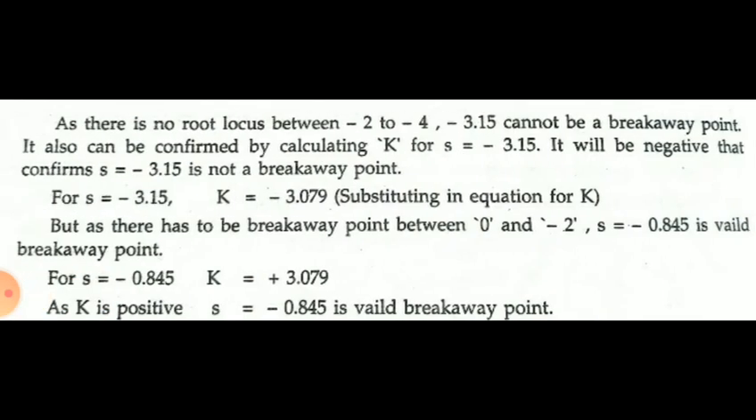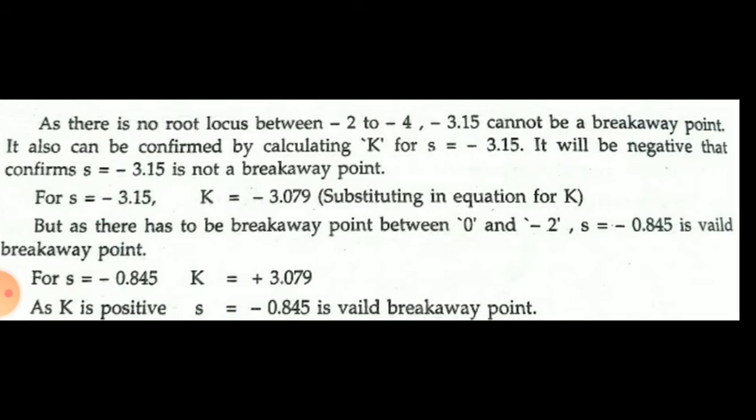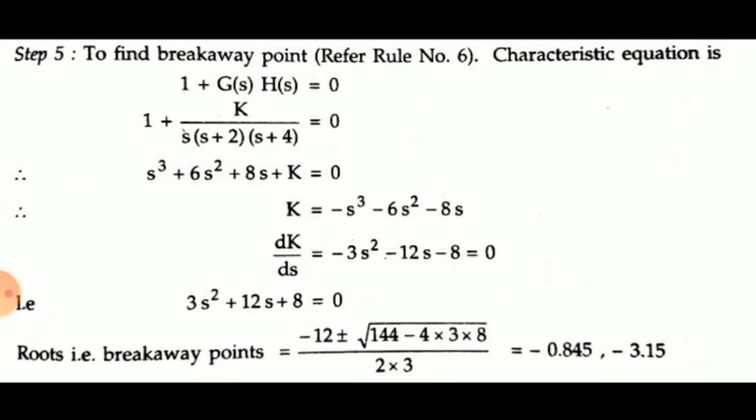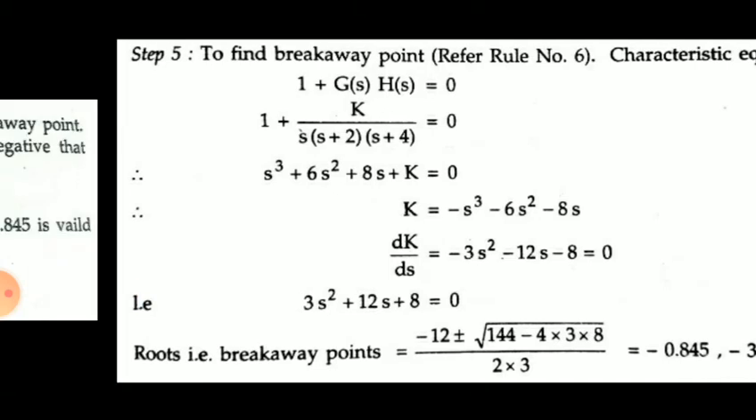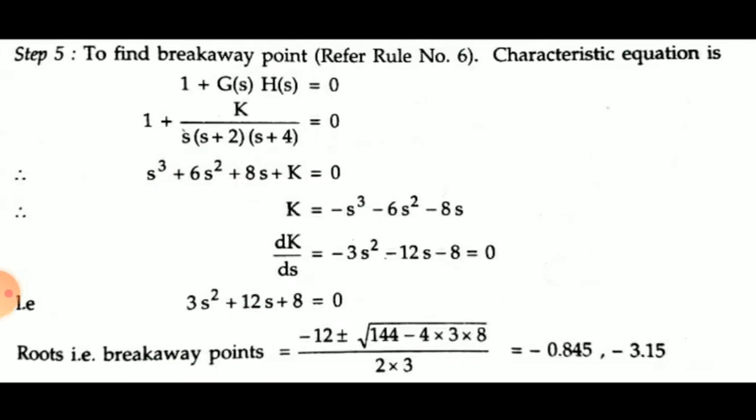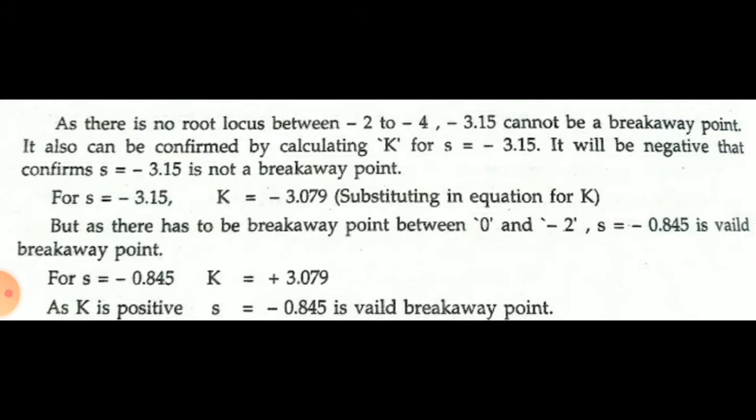As there is no root locus between minus 2 to minus 4, minus 3.15 cannot be a breakaway point. So only one breakaway point will be available. The second point, minus 3.15, will be between minus 2 and minus 4, but that section between minus 2 and minus 4 is not on the root locus. So this point cannot be a breakaway point.